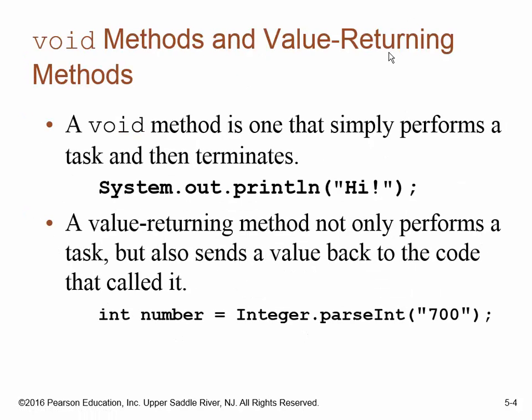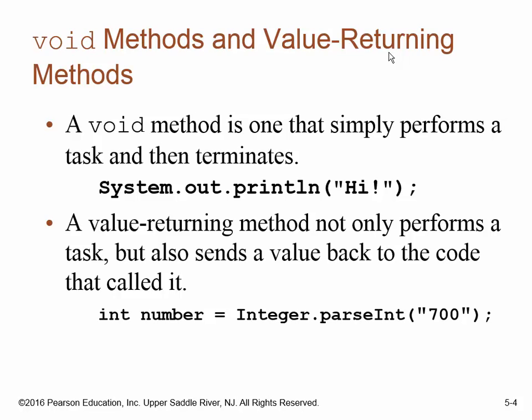So far when we've been writing methods, we've had main, okay? And main doesn't return anything. It is a void method. Actually, any method that doesn't return anything is a void method. So technically, as mentioned here, even System.out.println really and truly is a void method, because it does its job and it doesn't return anything.